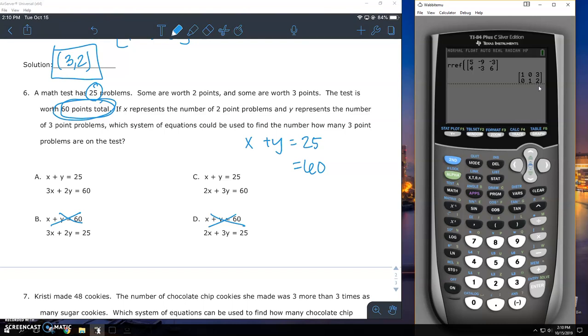y is first 2. So it says if x represents the number of 2-point questions, so I'm going to say 2 points times the number of questions, and y represents the number of 3-point questions, so 3 times y, that equals 60. So looking here, the only one that has 2x would be C, because this one says 3 times the 2-point questions and 2 times the 3-point questions, which we know is wrong.